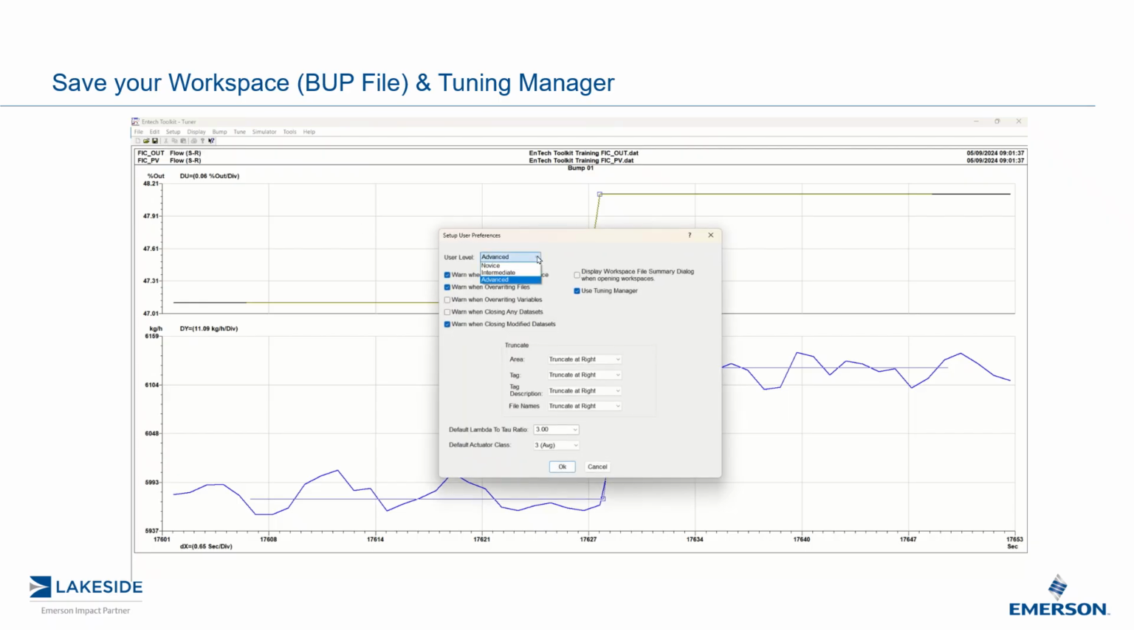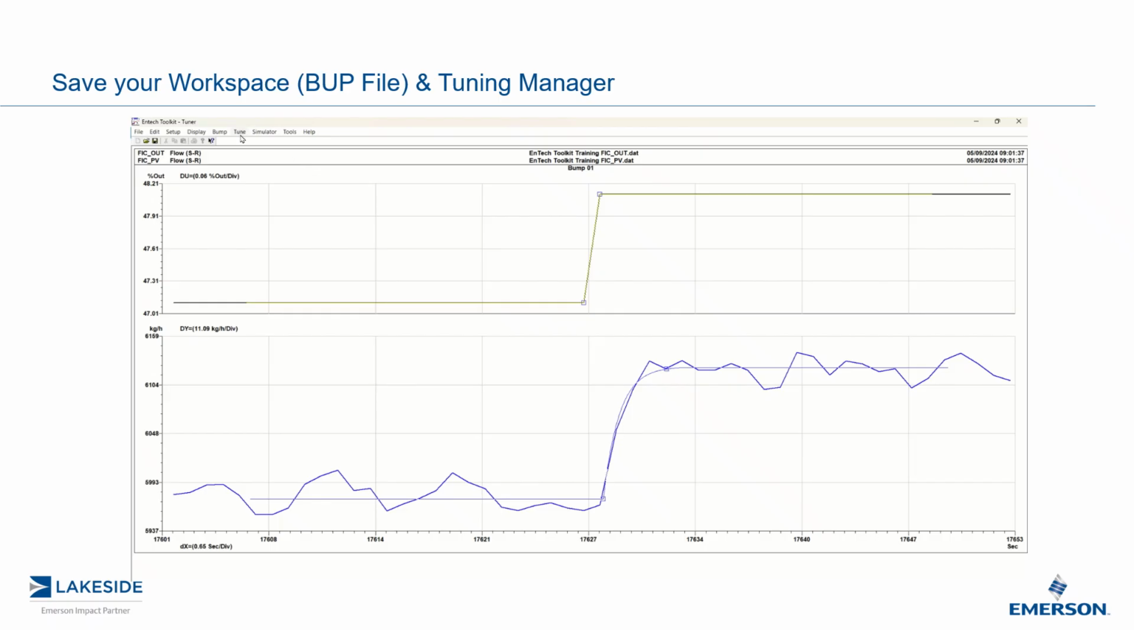You can also set your preferences. You can set novice, intermediate. Novice just restricts you and gives you the bare minimum. Or I like to go advanced. It gives you the default ratio and the default actuator class. You can change that as well.